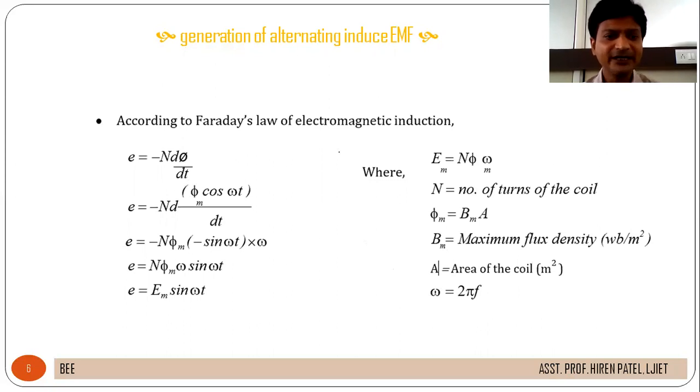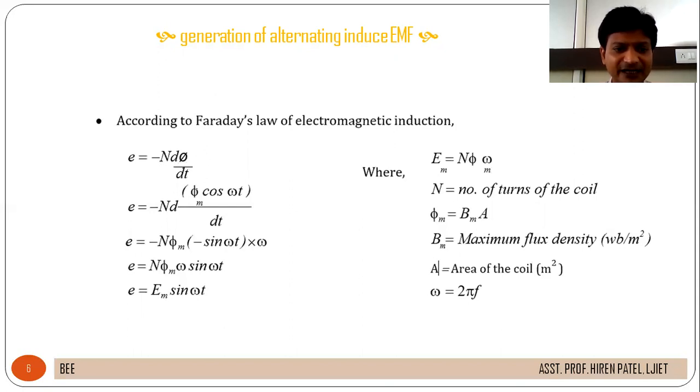So we know that according to Faraday's law of electromagnetic induction, this is the basic equation: E equals minus N d phi by dt, where N stands for number of turns, phi stands for flux, and d phi by dt stands for rate of change of flux. So we know that this EMF E, the alternating induced EMF, is produced by that rate of change of flux. So E equals minus N d phi by dt.